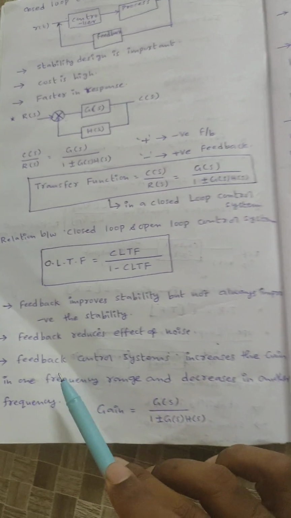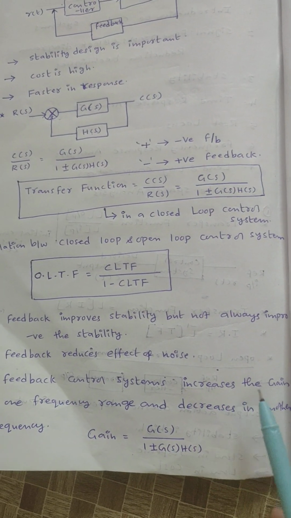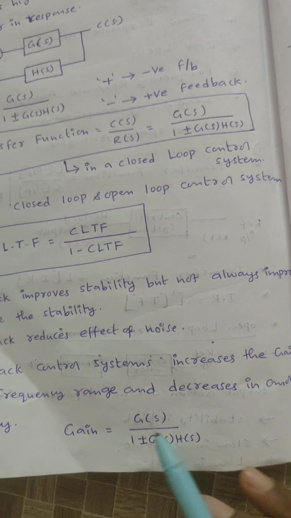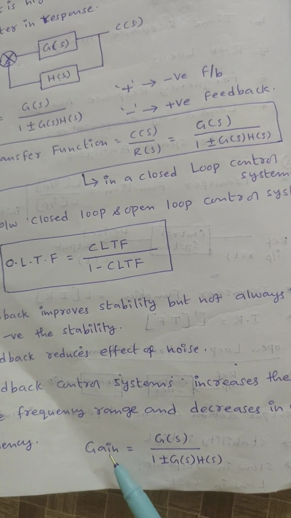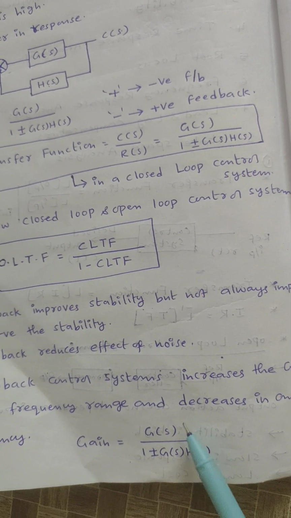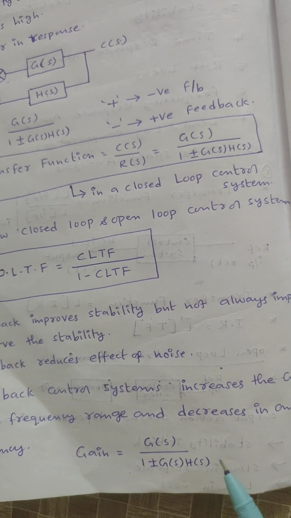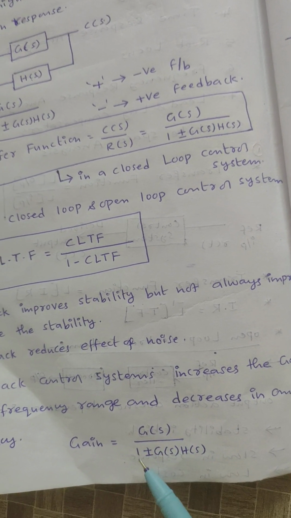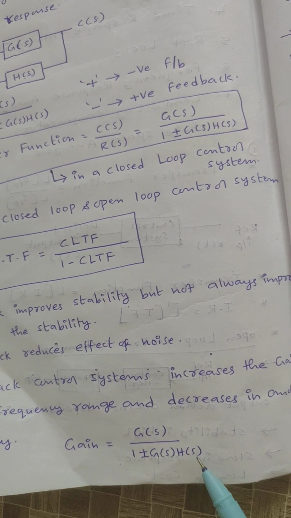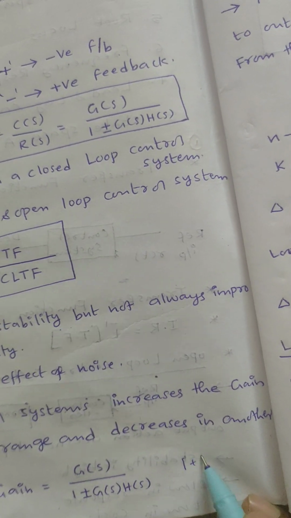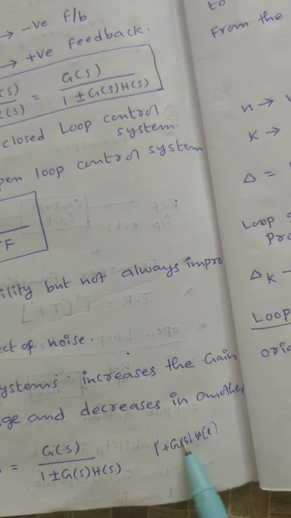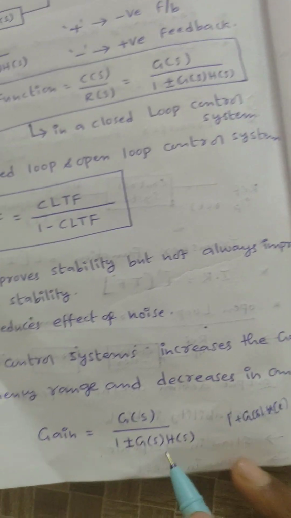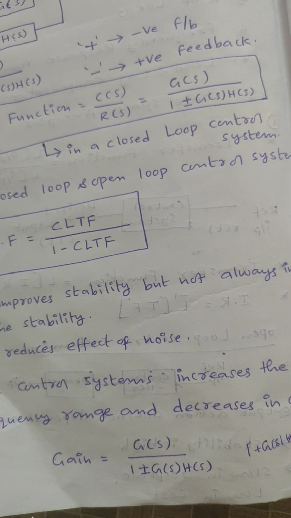Now next point: a feedback control system increases the gain in one frequency range and decreases it in another frequency range. Gain is nothing but output by input, that is, gain equals G of S by 1 plus or minus G of S into H of S. For negative feedback, the denominator is 1 plus G of S into H of S. Assume G of S into H of S is 0.1, the magnitude of this value will be high. When this denominator value is high, gain is reduced.